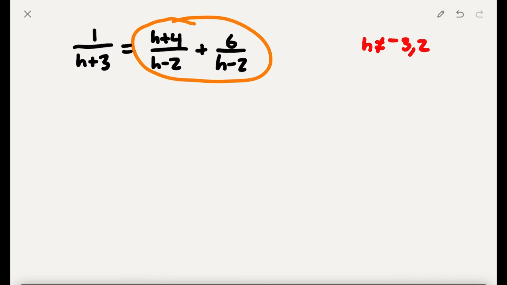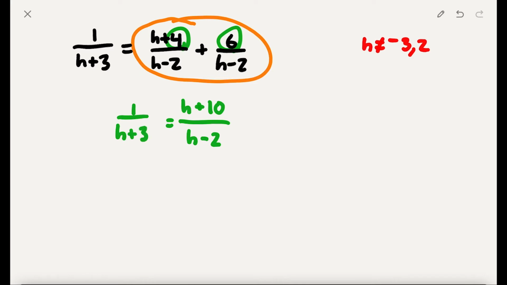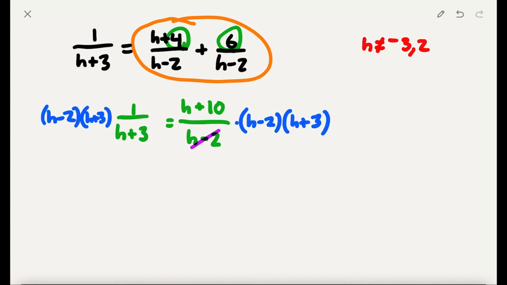So it's going to be h plus 10, because the 6 and the 4 are going to make 10, divided by h minus 2, all divided by 1 over h plus 3. I'm going to multiply both sides by the denominators, so that way it gets rid of all fractions, so it's easier to solve. Okay, from here, that's going to cancel. This is going to cancel. And you're going to be left with h minus 2 is equal to h plus 10 times h plus 3.